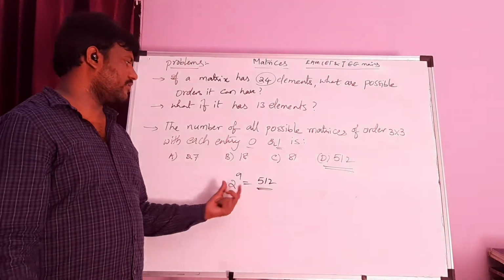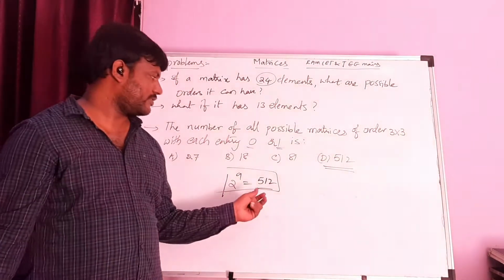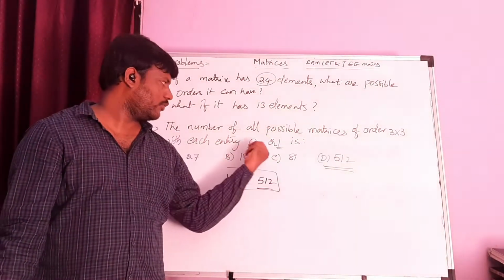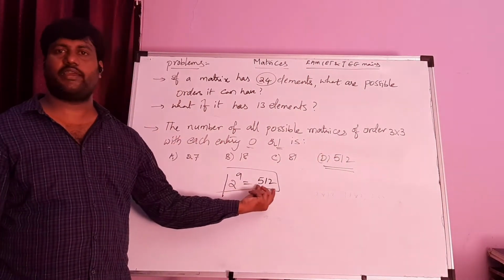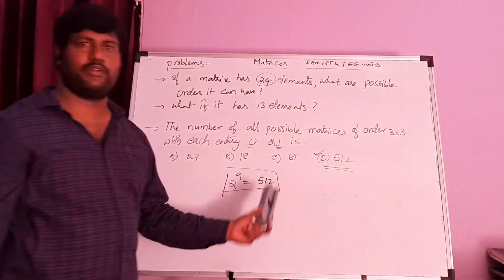Okay, students, remember, this is like in set theory, the number of subsets: with 2 choices for each of 9 possible elements, you write 2 power 9, that is 512. This is the fourth option, D. D is done. Okay, go for the next problem.